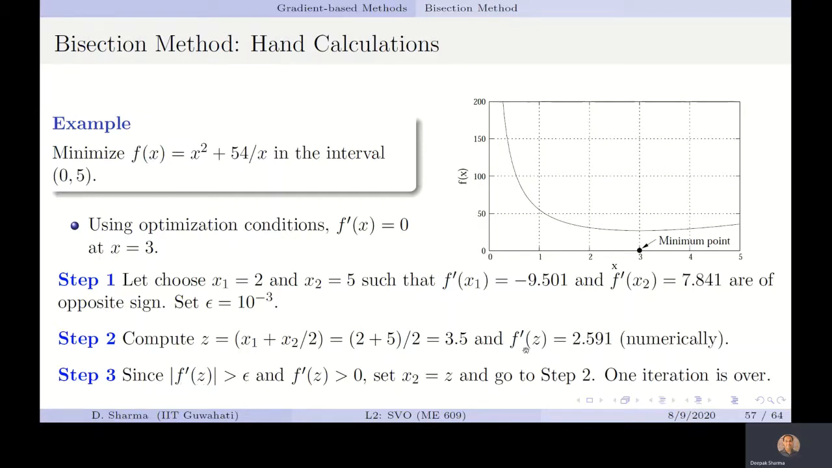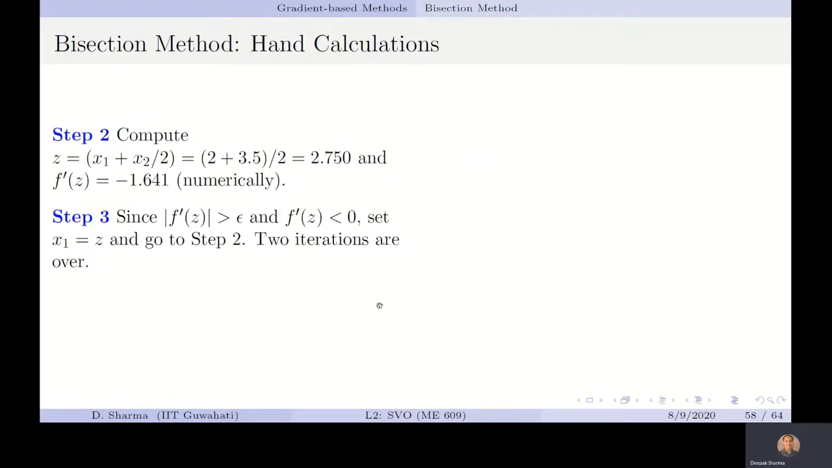Now, looking at the value of f dash of z in step 2, we know that this value is greater than epsilon. And also it is greater than 0. So we can go further. Now here it is important to know that in the figure, if you remember, you can locate the point 3.5. Since the derivative is positive, we can say that the minima will never be lying from 3.5 to 5. That is called the region elimination method. So that's why we update x2 equals z and we go to step 2. That completes our first iteration.